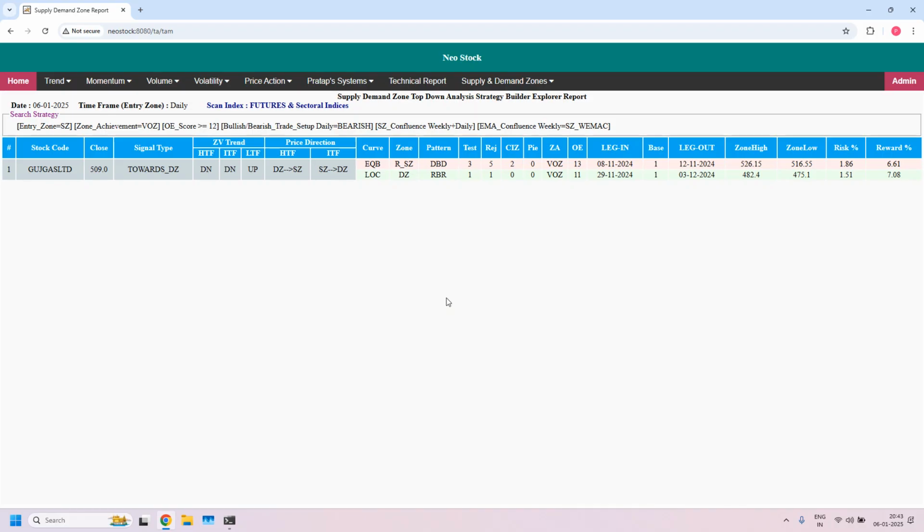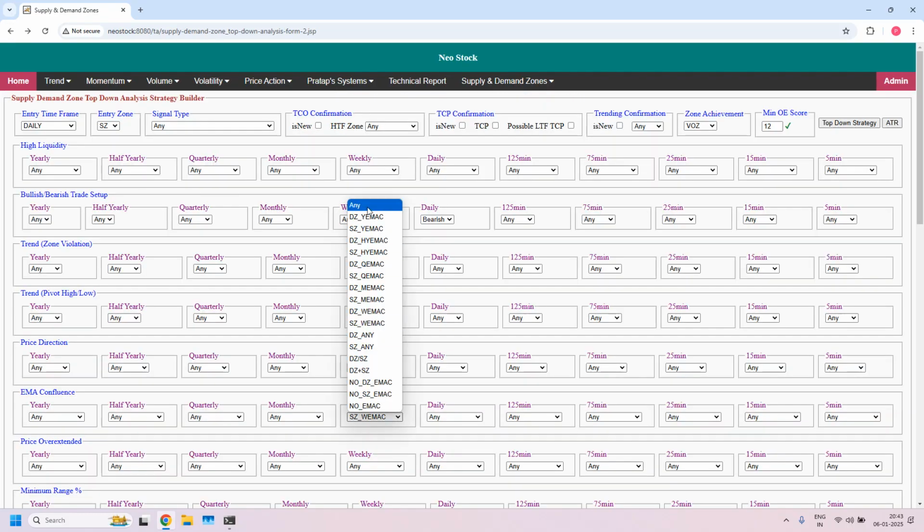Okay. Next, let us look for LTF, ITF, HTF. In those 2 stocks, filtered earlier without the EMA filter, we will verify whether both are having an LTF, ITF, HTF confluence or not.